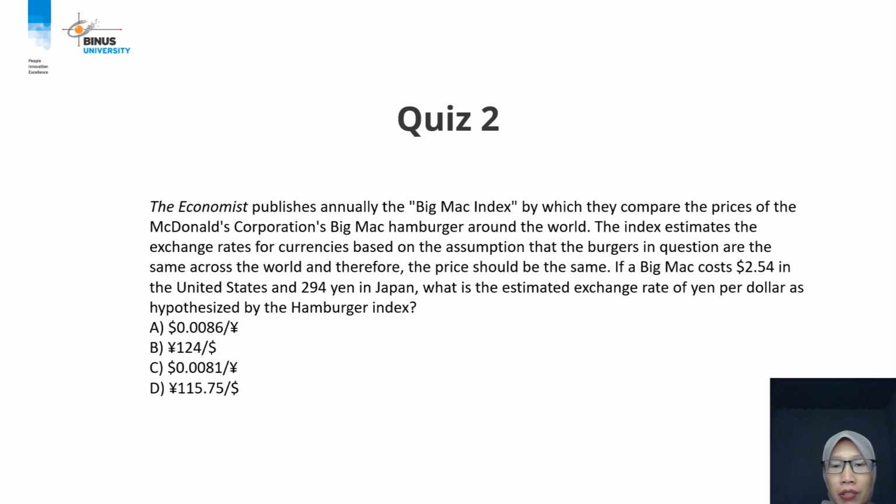Second, economists publish the annual Big Mac Index, by which they compare the prices of McDonald's Corporation's Big Mac hamburger around the world. The index estimates the exchange rate for currencies based on the assumption that the burgers in question are the same across the world and therefore the price should be the same. If a Big Mac costs $2.54 in the United States and 294 yen in Japan, what is the estimated exchange rate of yen per dollar as hypothesized by the hamburger index? A, $0.0086 per yen, B, 124 yen per dollar, C, $0.0081 per yen, D, 115 yen per dollar.